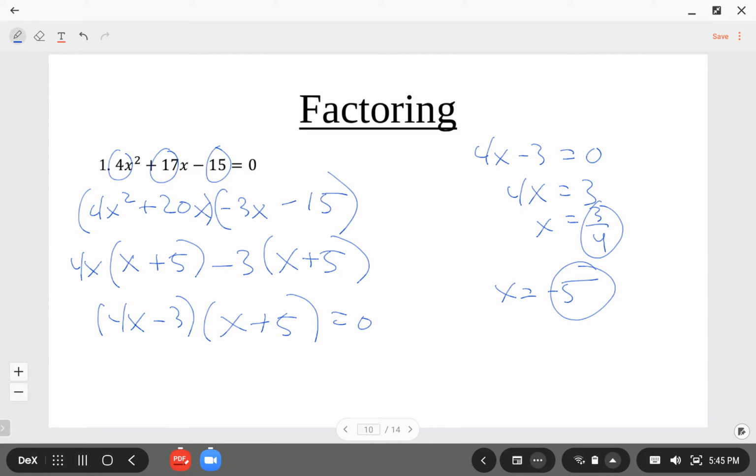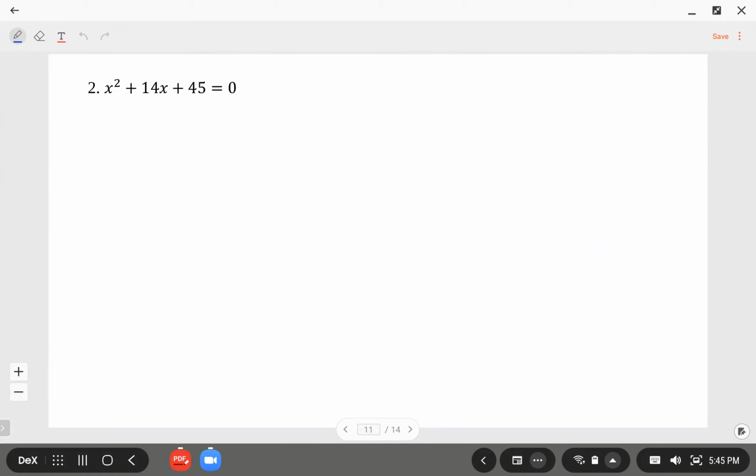So next problem. 3x plus 14x plus 45 equals 0. I'll give you a few more moments to solve this problem. Please put your answer in the chat box.